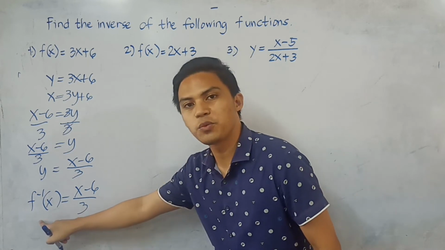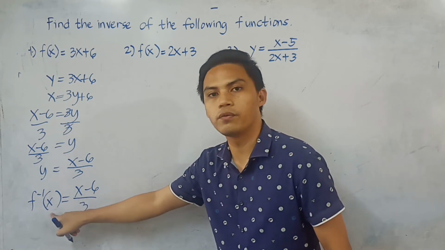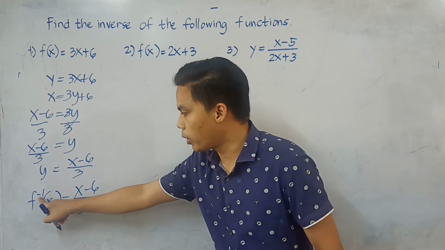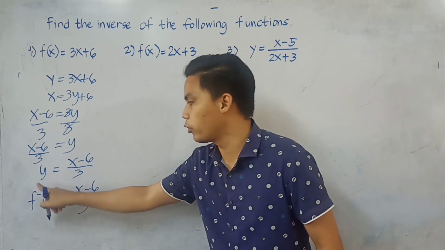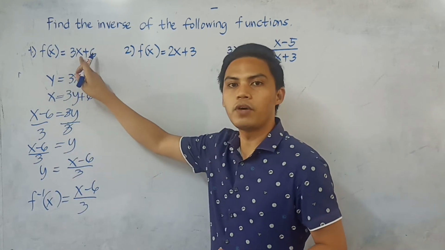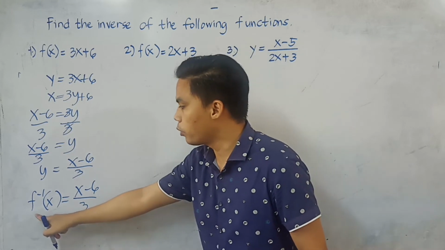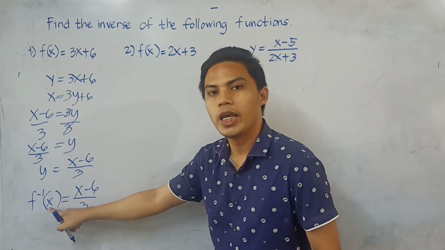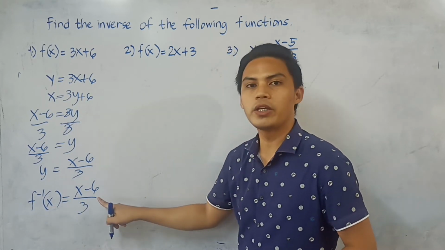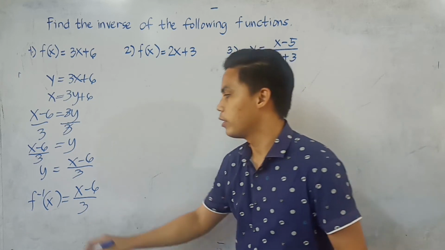So we're going to read this one as f inverse of x. Okay? So yung pagkakasulat niya dito is negative 1. Ibig sabihin, ito yung inverse ng original function natin. So the final answer would be f inverse of x is equal to x minus 6 all over 3.